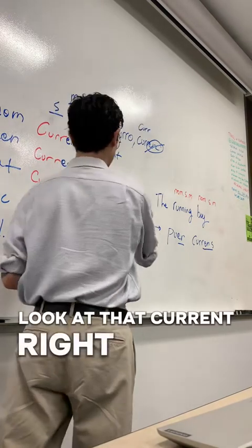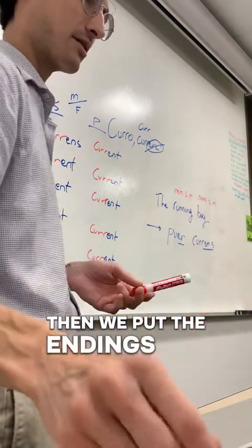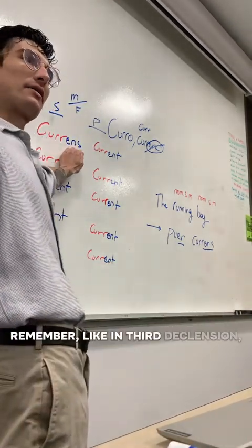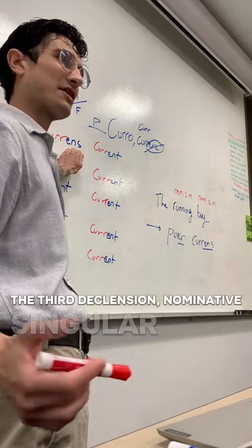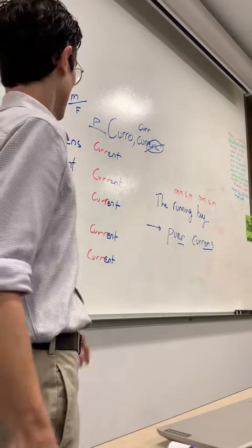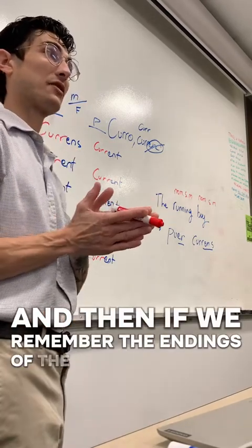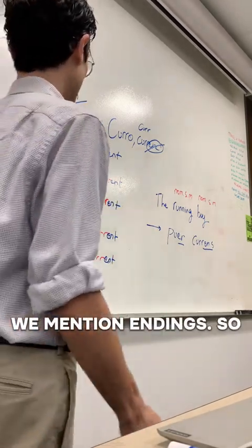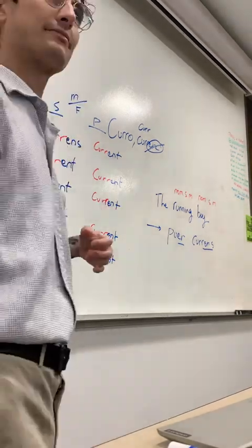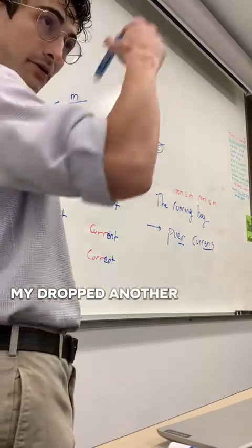Look at that current right there. Then we put the endings on. This one is just a regular. Remember, like in third declension, the third declension nominative singular is so irregular that we just go, and then if we remember the endings of the third declension, mention endings. So it goes E-I-N-A. Mic dropped. Another color.